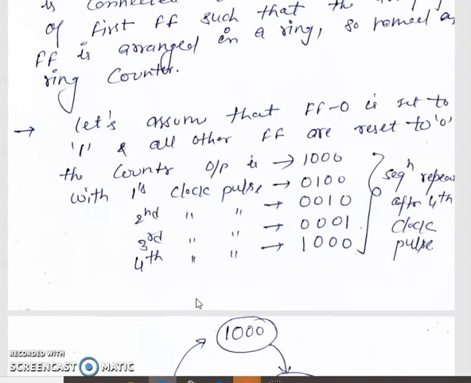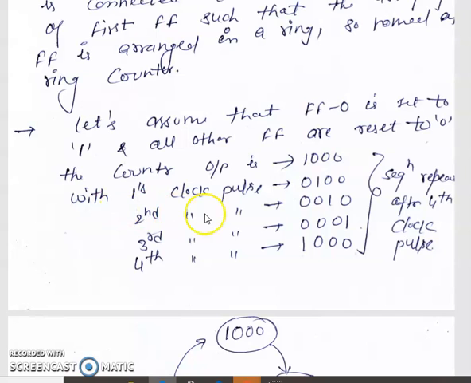Assume flip-flop 0 is set to 1 and all other flip-flops are reset, that is, their outputs are 0 0 0. In this case the counter output is 1 0 0 0 before applying the clock pulse. This is the output of all the flip-flops, 1 0 0 0. What happens when we apply the first clock pulse?